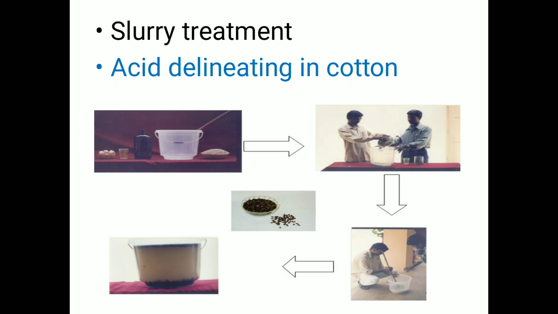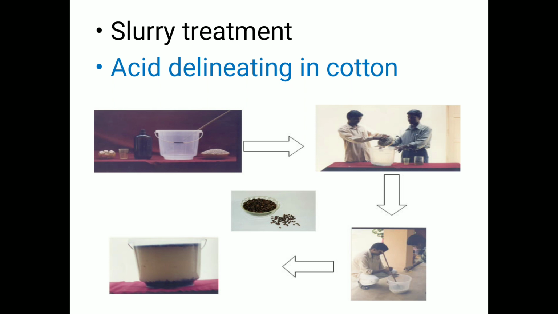then add water in such a way that a slurry is formed. When the slurry is prepared, it is placed directly on the seeds and mixed in such a way that a uniform coating of the chemical is formed on the outer surface of the seeds. Then the seeds are dried for 5 to 10 minutes, or 15 minutes depending on the environment, and after that they are used for sowing. So this is about slurry treatment.